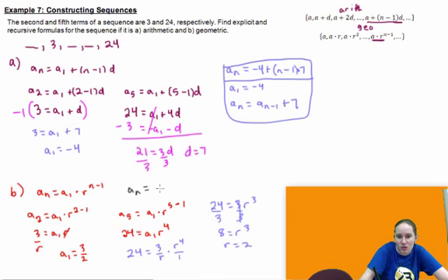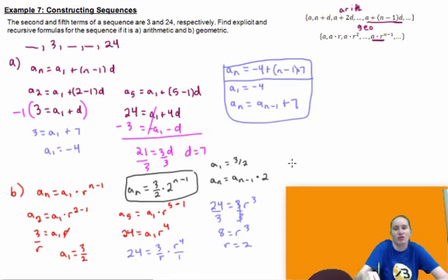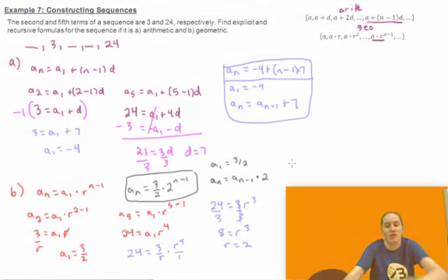And now I can write our two formulas. A of n equals our first term, which is 3/2, times 2 to the n minus 1. And then recursively, a1 is 3/2. An equals our term in front of that times 2. Timesing by 2 every single time. So there you have it.